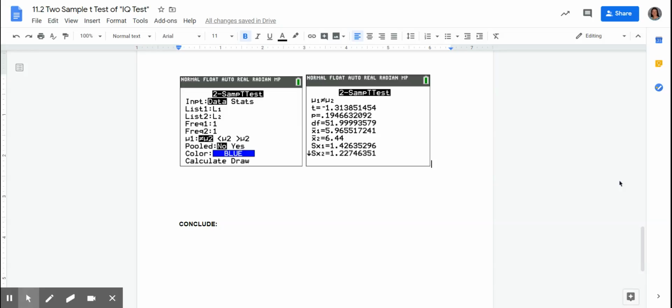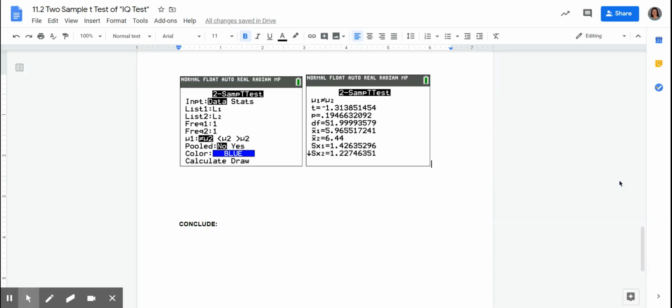The draw feature would give you the bell curve and shade both tails for us. So the results are the screen capture on the right-hand side where we are reminded that we entered not equal to for our alternative. Our test statistic from the formula up above, negative 1.314, not that far away. So a p-value of about 0.195. And so each tail had almost 10% area in it.